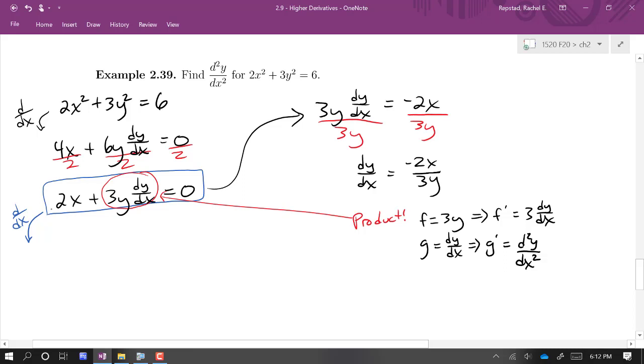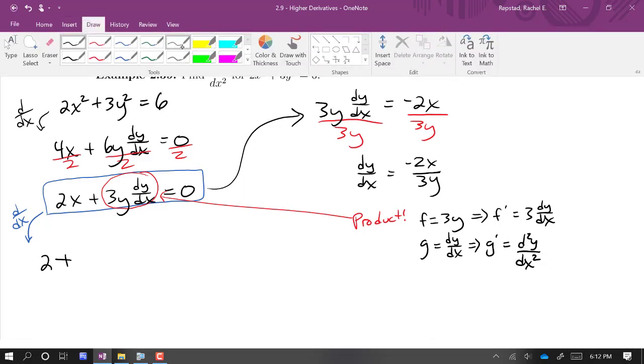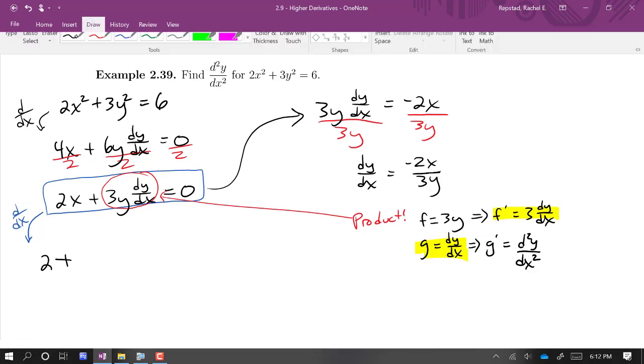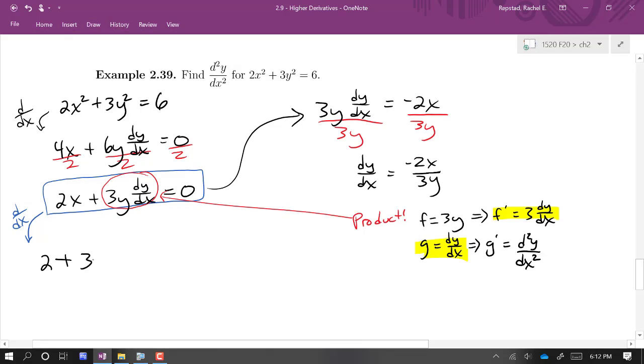Alright, so now coming back over here to the left, when we take the derivative again, we get 2 plus, now applying the product rule, g times f prime. So we are multiplying those two together, and when we do that, we get 3 times the square of dy dx. Plus f times g prime. We're going to multiply these two together. That's 3y times the second derivative.